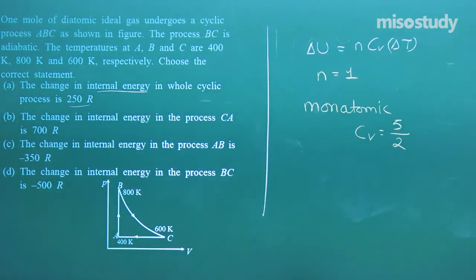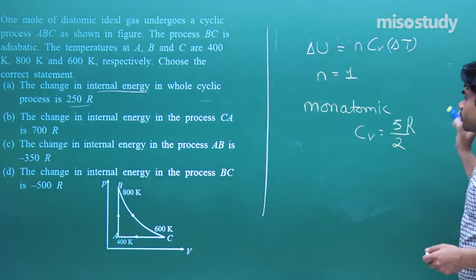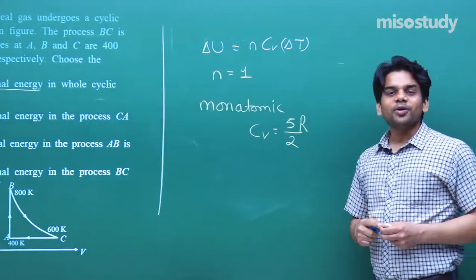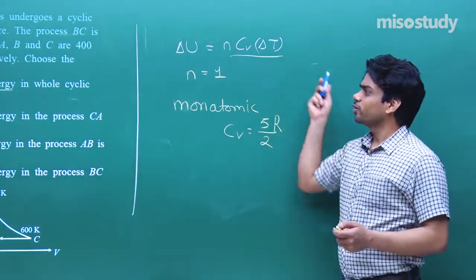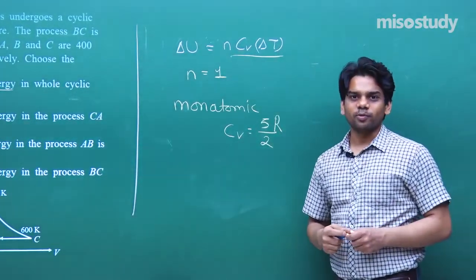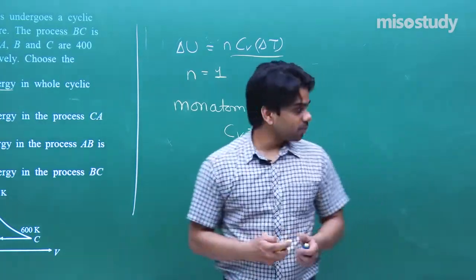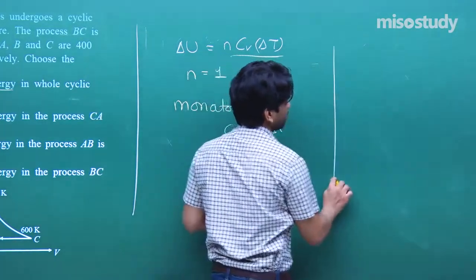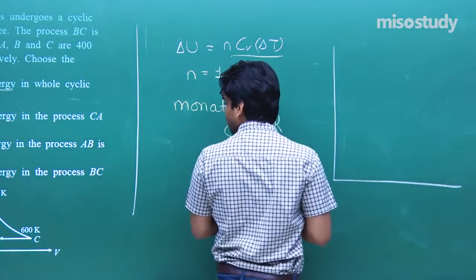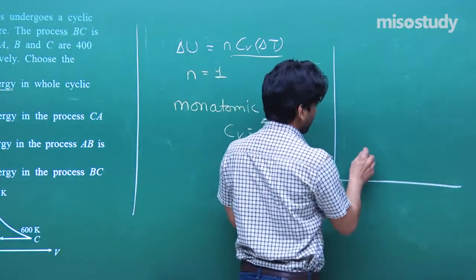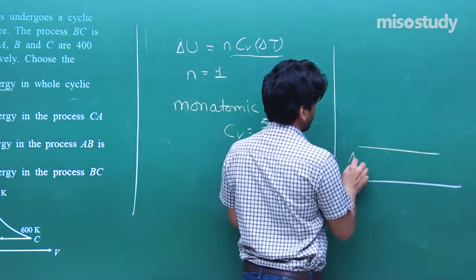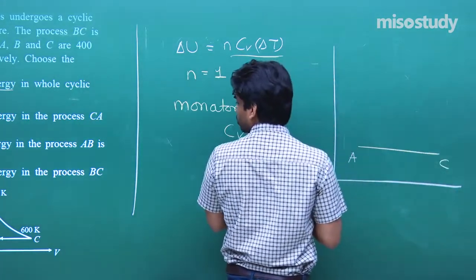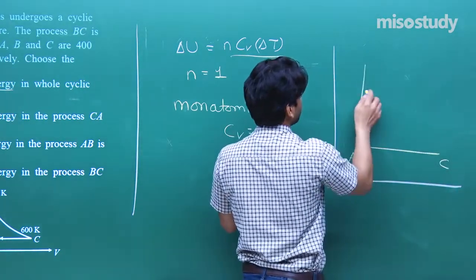Now one more thing, its CV is 5R/2, that is what we have missed, 5R/2 you have to mention. Now easily you can use this formula to calculate the change in internal energy for different processes. I will draw the curve separately. Here the PV curve is given for the process in this way. It's given as A to C, it goes in a straight line fashion. This was A, this is C, and A to B it moves in this way.